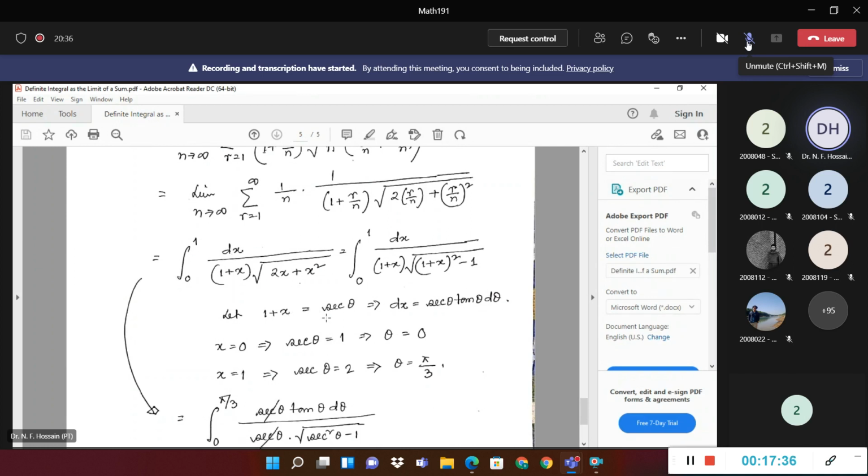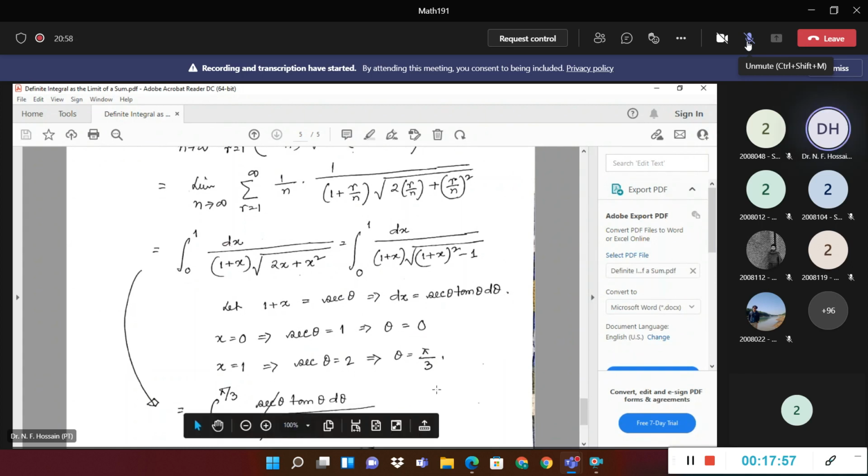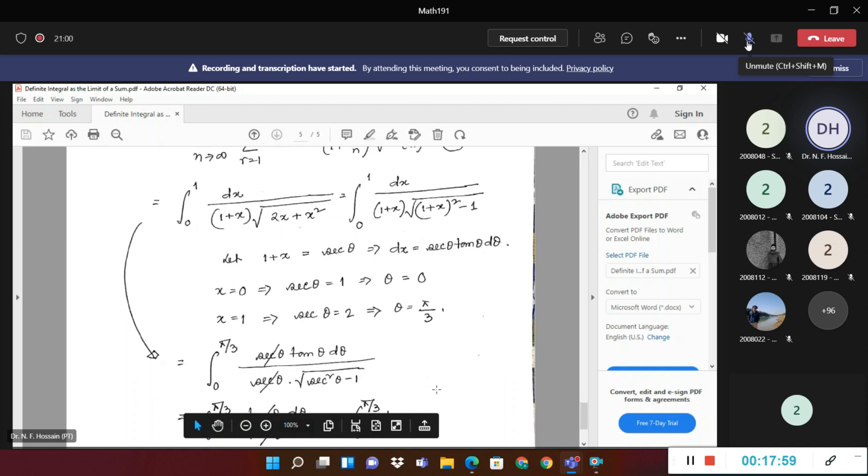Now we take a substitution. Suppose 1 plus x equal to sec theta, so dx should be sec theta tan theta d theta, and the limit when x equal to 0, theta should be 0. When x equal to 1, sec theta is 2. That means theta is 60 degrees, so pi by 3. So the limit of this integral should be 0 to pi by 3.